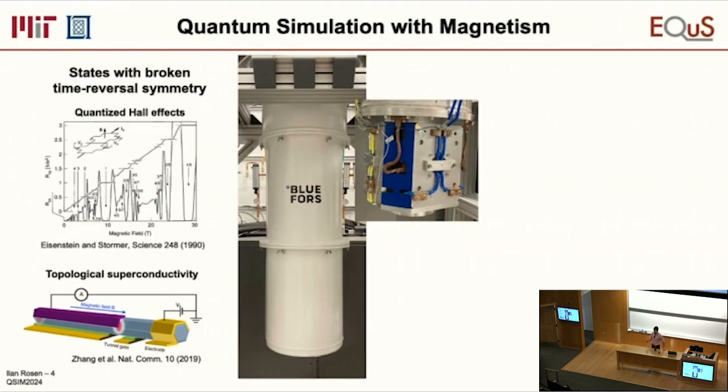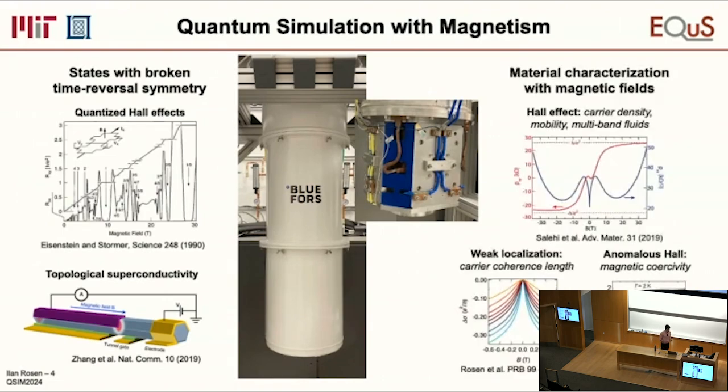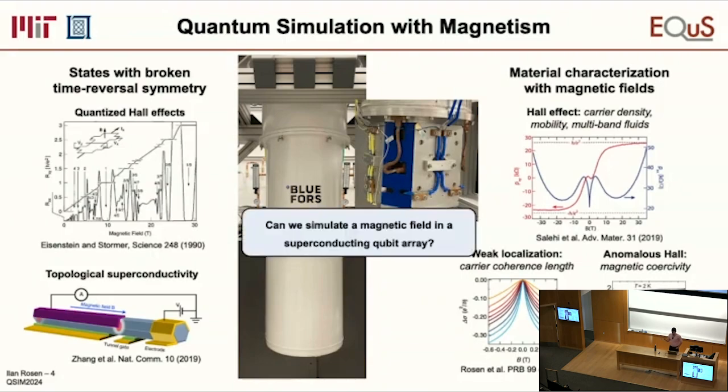A lot of topological states, like the quantum Hall effect, you need a big magnetic field. But also, if you just want to characterize condensed matter materials, it's really helpful to have a magnetic field. You can check properties about the carriers, things like the coherence length. You can look at interesting phenomena, symmetry breaking phenomena like magnetism. Right. So if we want to do these quantum simulations, to me, it makes a lot of sense that we want to build in the magnetic field.